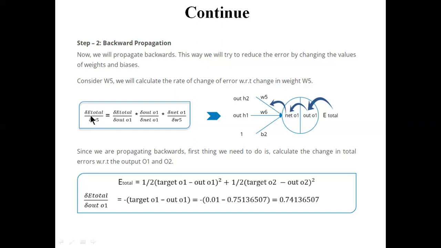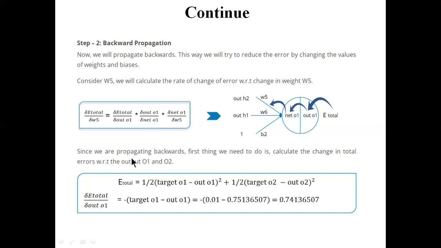So delta E total by delta W5 is nothing but delta E total by delta out O1, into delta out O1 by delta net O1, into delta net O1 by delta W5. As we cannot take a derivative directly with respect to W5, we are making partial derivatives this way. So our aim is to calculate each individual term separately.